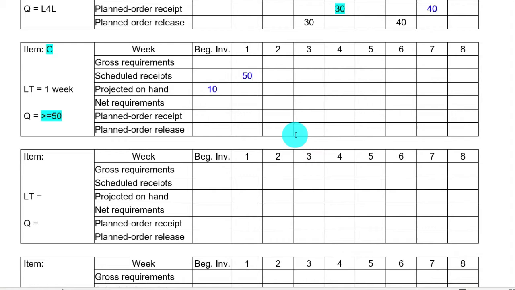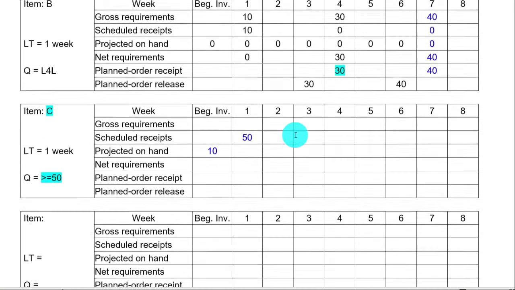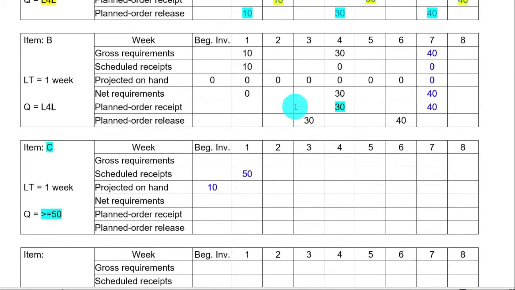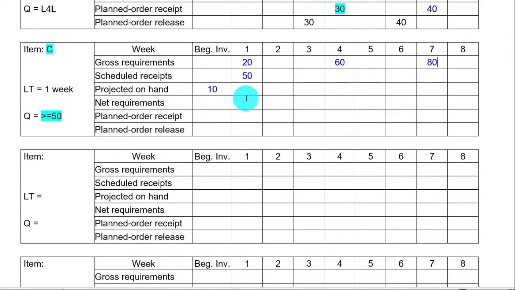1A, 2C, right? So look at A. What's the planned order release for A? Week 1, 10. So 10 times 2 is 20. 30 A times 2 is 60 in week 4. 40 A times 2 is 80. All right? This is 1A is 2C. Now we have gross requirements. We have scheduled receipts. We have on order. We have on hand.